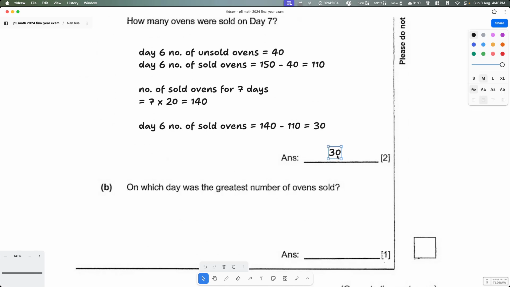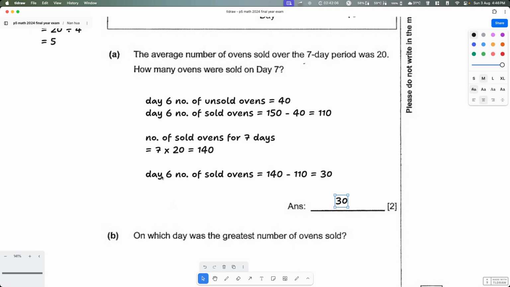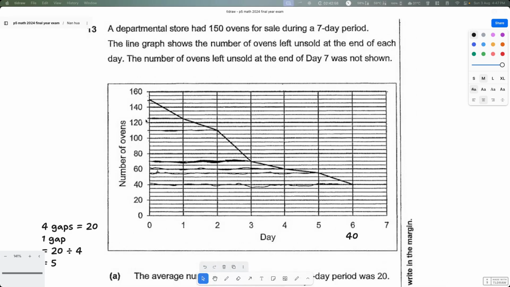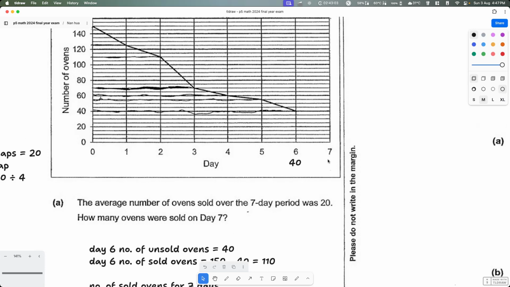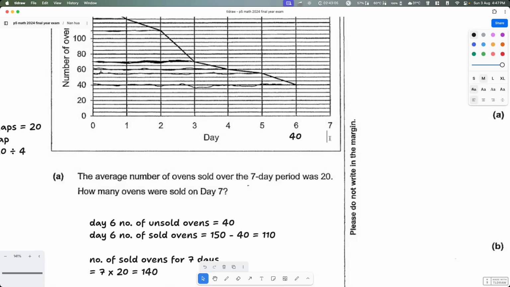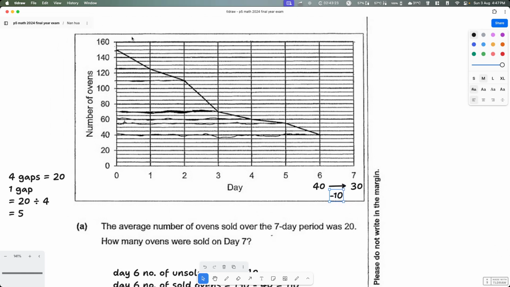Okay, on which day was the greatest number of ovens sold? If you look at the graph, here is how to calculate the number of ovens sold. For example, we know that on day 7, it is 30. If we put the arrow from 40 to 30, this becomes minus 10, so we just have sold 10. We want to find the highest number, so we need to list down all of the different numbers.